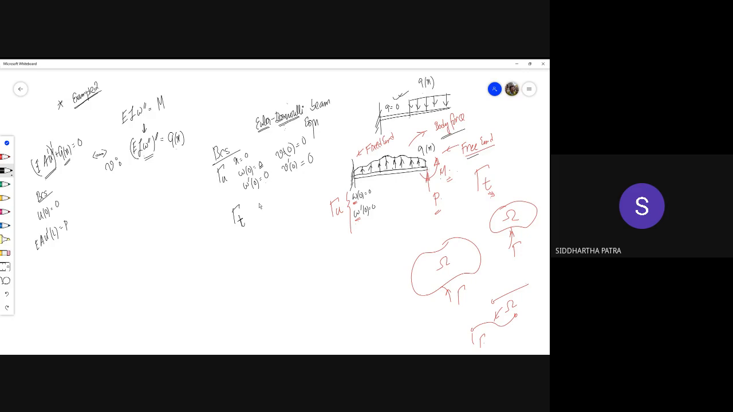So in gamma t, which is basically x equals L, you have this boundary condition EI W double prime equals M and EI W triple prime equals P. These are the boundary conditions. Okay. So next we can write the variational form.